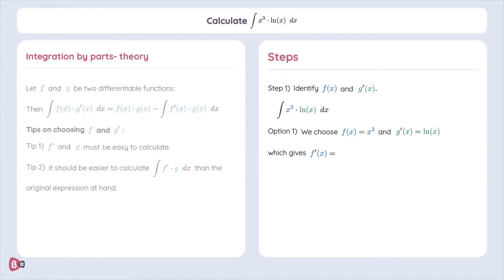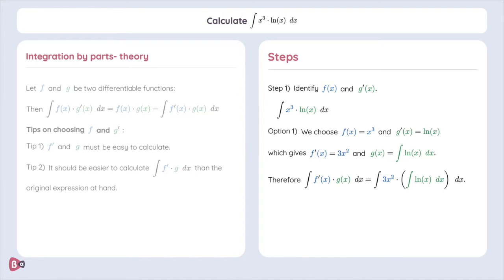This in turn gives us f prime of x to be equal to 3x squared and g of x to be equal to the integral of ln of x. Therefore, the integral of f prime of x times g of x will be equal to the integral of 3x squared times the integral of ln of x.